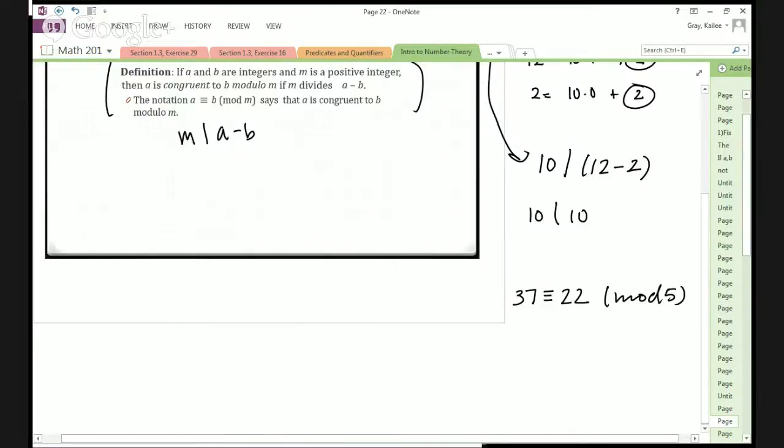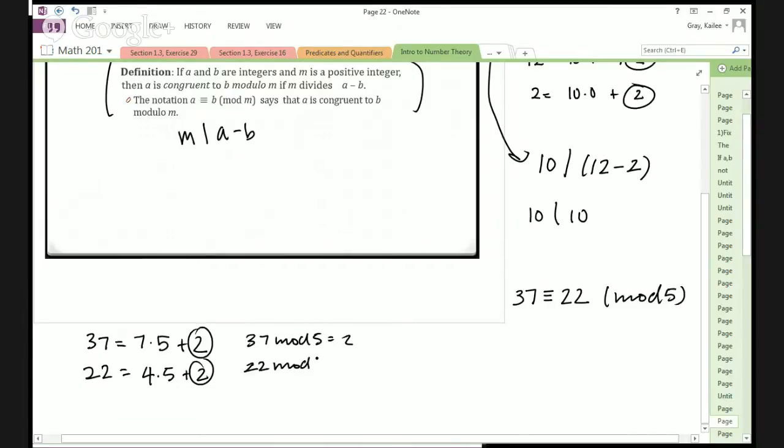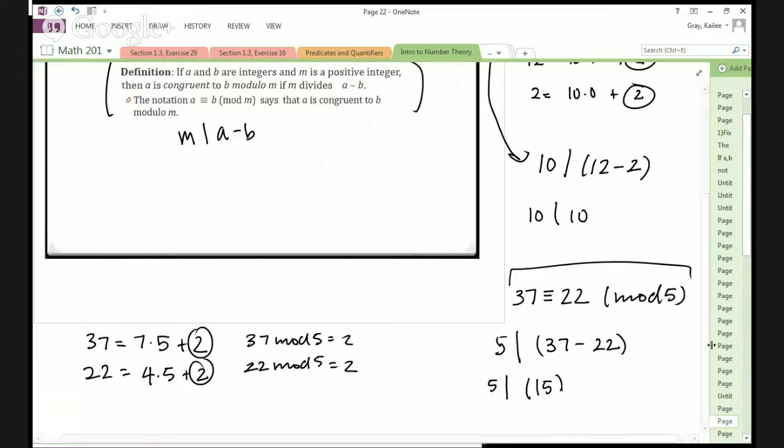Let's write it out just to be sure. 37 is equal to, 5 goes into there 7 times, we've got 2 left over. 22, 5 goes into there 4 times, we've got 2 left over. So if I take 37 mod 5, I get 2, and 22 mod 5, I get 2. So this congruence makes sense. Now look, 5 divides 37 minus 22. 5 divides 15. So that's good, right? It satisfies the definition.